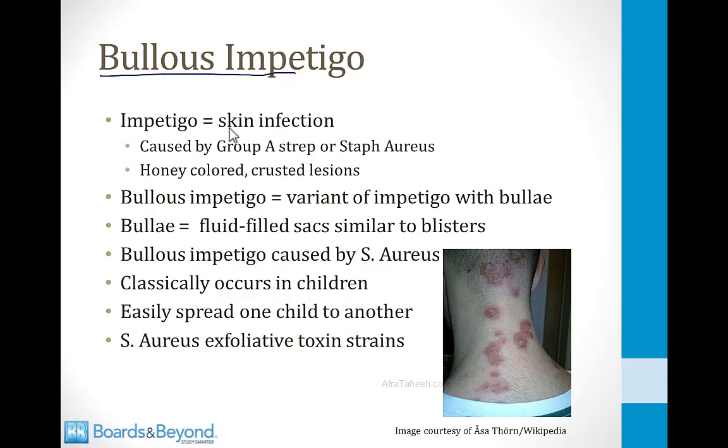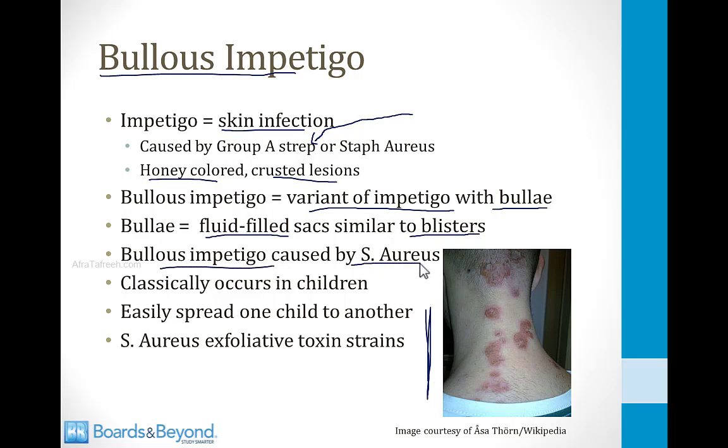Staph aureus can cause a version of the skin infection impetigo called bullous impetigo. So impetigo means a skin infection, and it's generally caused by group A strep, although it can be caused by staph. But for your boards, you should think of impetigo as a group A strep infection. And this is a picture of someone with the regular form of impetigo here, and the lesions are always described as honey-colored and crusted. Bullous impetigo is a variant of impetigo in which people get bullae, so recall that bullae are fluid-filled sacs, and they're similar to a blister, which you've probably had. And the bullous version of impetigo is caused by Staph aureus.